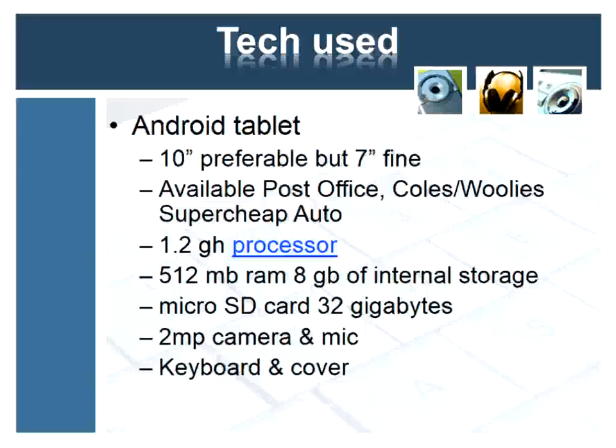Even the quite cheap ones now have got a 1.2 gigahertz processor and 512 mega RAM, 8 gig of internal storage. So that's more than ample to run just about everything. Although I did find that if we had two or three programs running at once, it was a lot better to clear the memory before opening something else. Yes, Sharon, I agree, it's too small for me too.